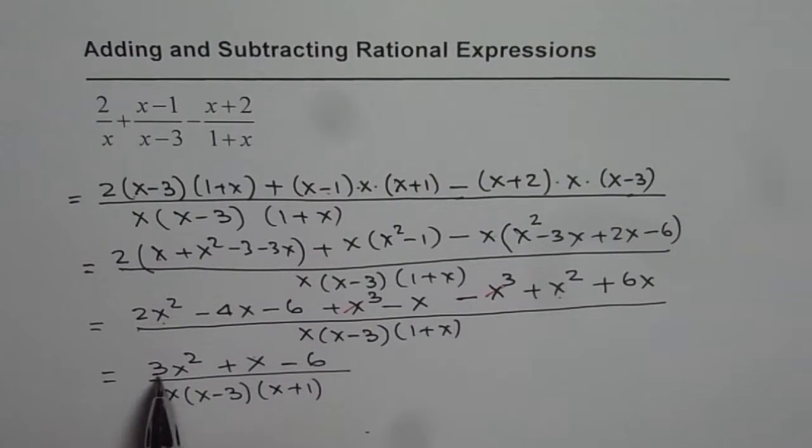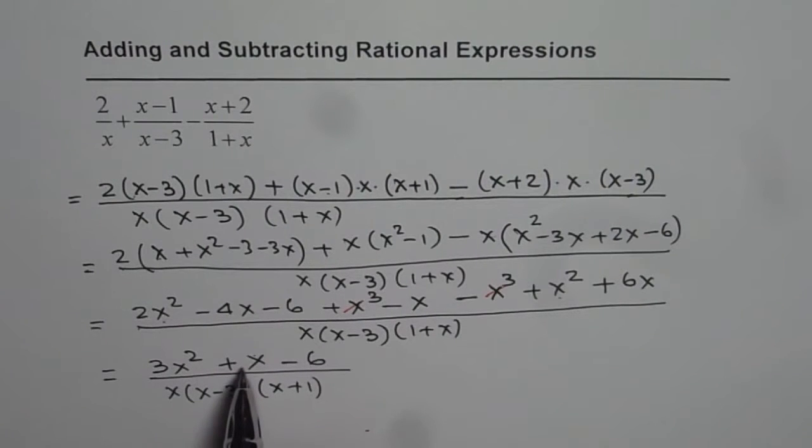Now we need product of 6 times 3 is 18 and sum of 1, right? So 18 is 1 times 18, 2 times 9, 3 times 6, but none of them gives us sum of 1, correct? So that is the final answer.